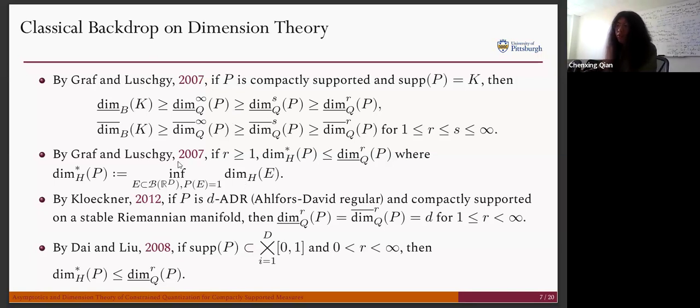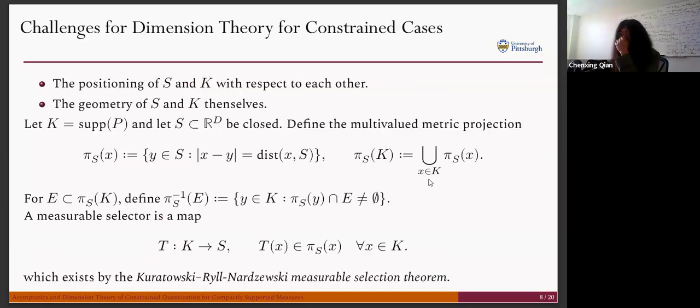And there is some extension work maybe 10 years ago by Klöckner and Dai and Liu. Specifically, if P here is Ahlfors-David regular (ADR) and compactly supported on some Riemannian manifold, then we say that the quantization dimension coincides with the Hausdorff dimension.